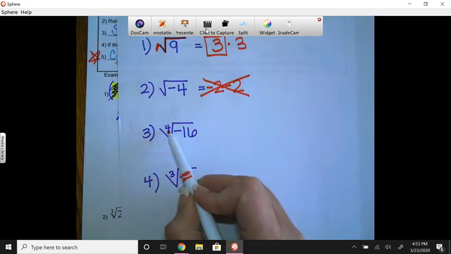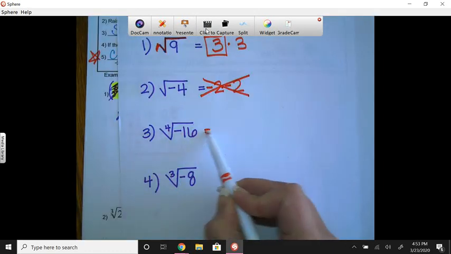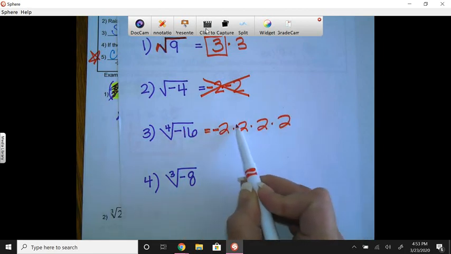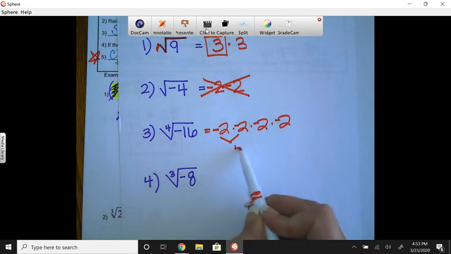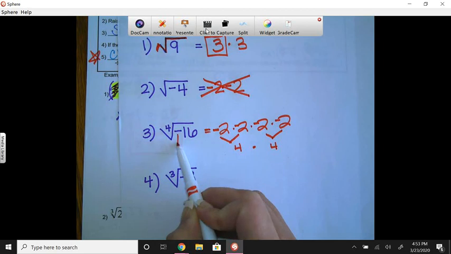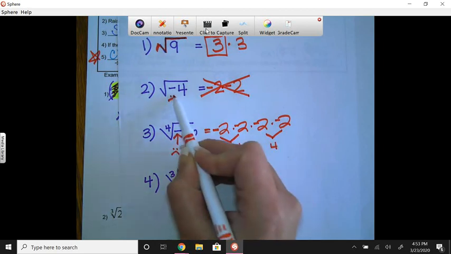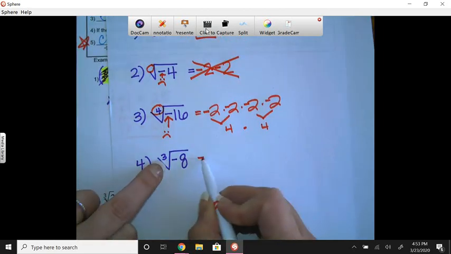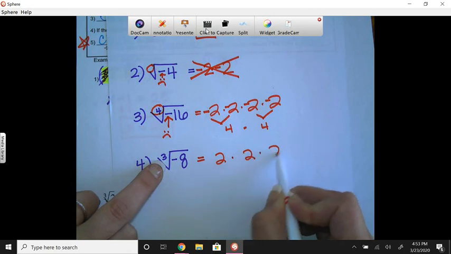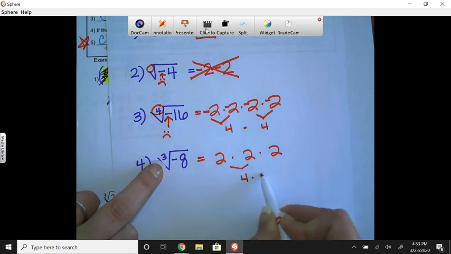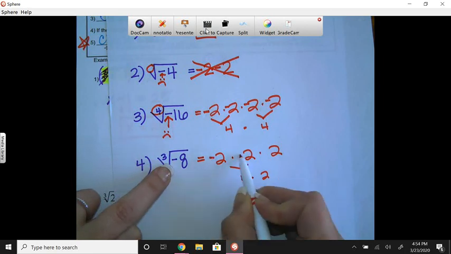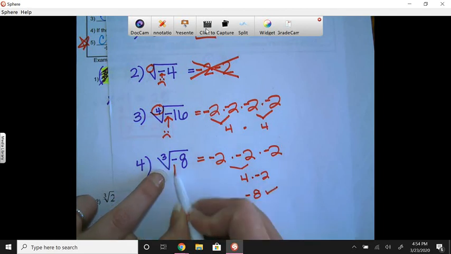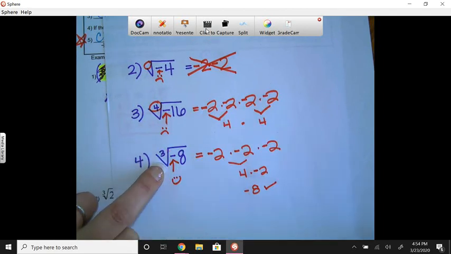This is saying what times itself 4 times is negative 16. Well, 2 times 2 times 2 times 2 is 16, so that doesn't work. And if I make all of these negatives, we would get, again, positive 16. You cannot have a negative inside when the index is even. But if it is odd, it's okay, because I can do 2 times 2 times 2, right? That would be 4, and 4 times 2 is 8. And if I make these all negatives, I would get negative 8. It would work. So it is okay to have a negative when you have an odd index.